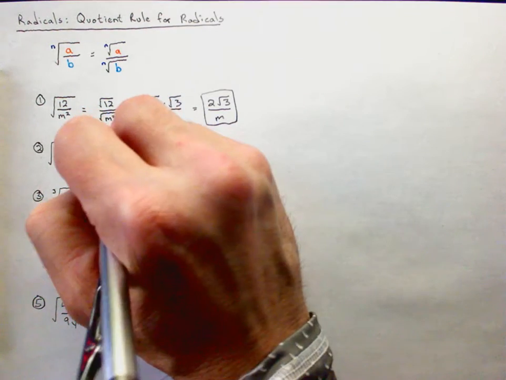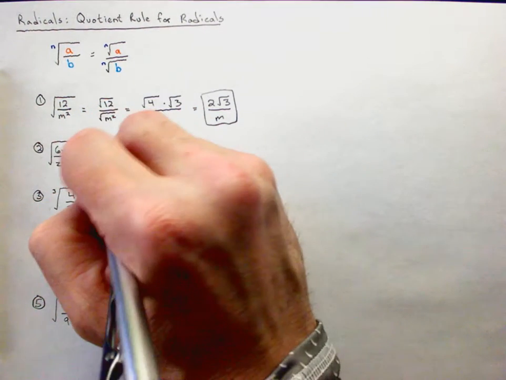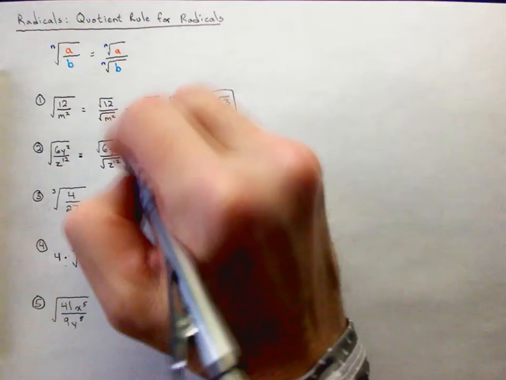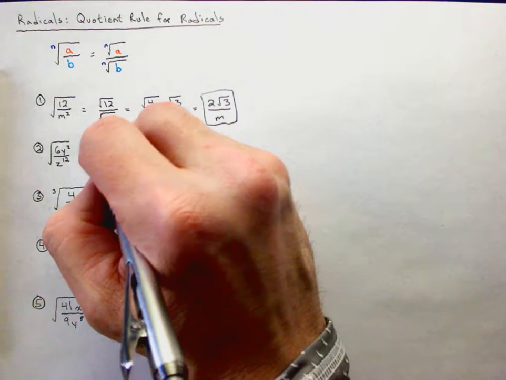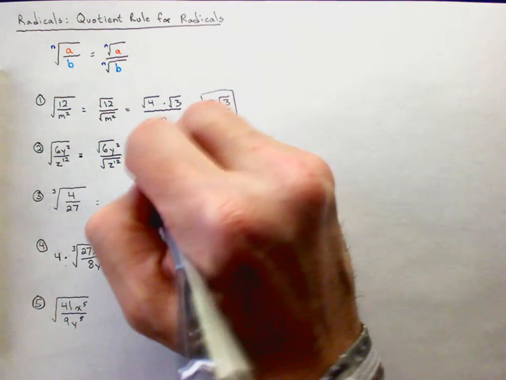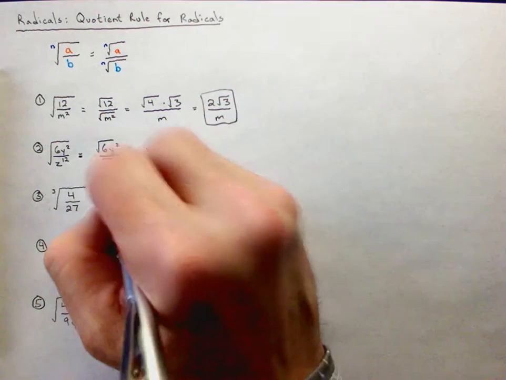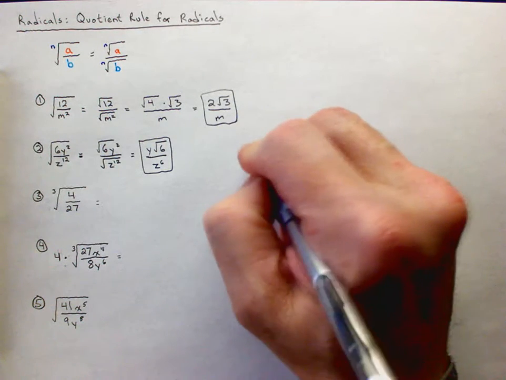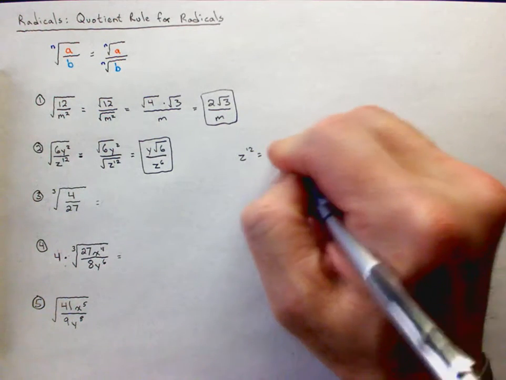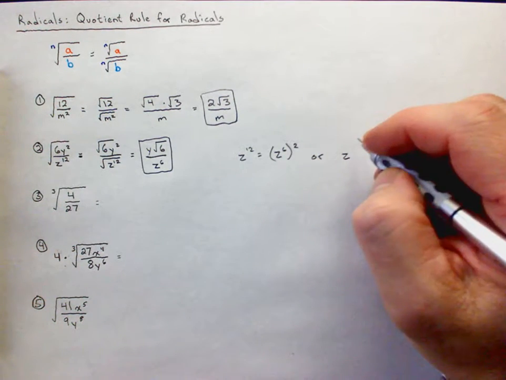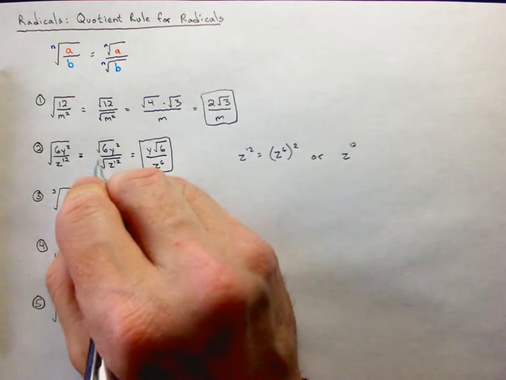So for the next problem, 6y squared over the square root of z to the 12th. I cannot do anything with my radical 6. The factors of 6 are not a perfect square, so I'm left with y radical 6 over z to the 6th, because z to the 12th is the same as saying z to the 6th squared, and my root index is 2.